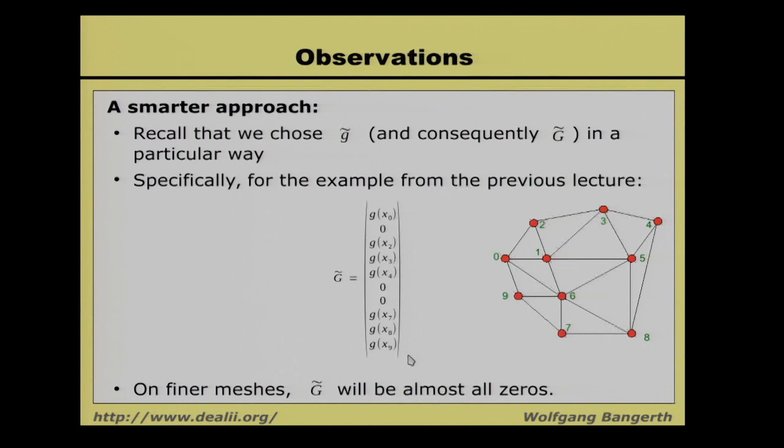You remember that if I go to finer and finer meshes, the number of interior nodes grows much faster than the number of nodes on the boundary. So in reality, this vector g tilde will be a vector that has almost all zeros. And that's going to be important for the steps that we're going to do next. So remember that g tilde is a very sparse vector. There's not very much in it.